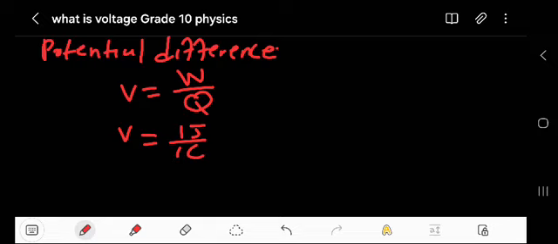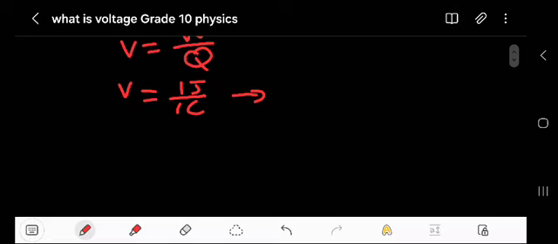That means 1 joule over 1 coulomb of charge is simply equal to what? This will give us voltage. It will be voltage, right? So this is what we know.